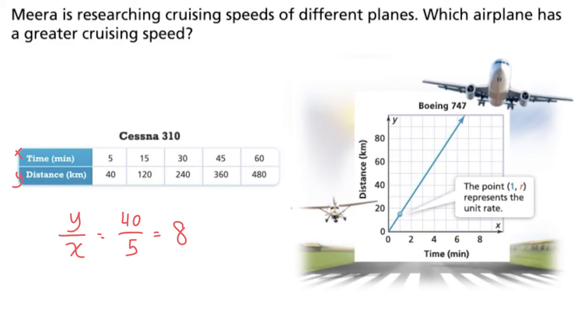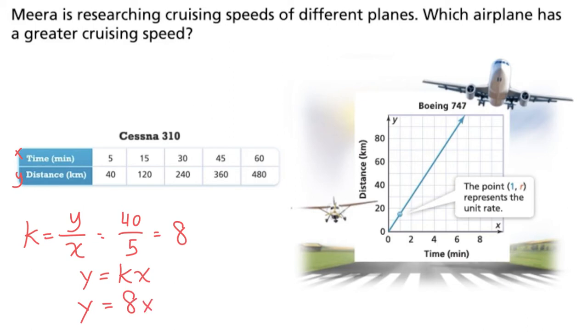Now that I know my unit rate is 8, and I also know that a constant of proportionality is the same thing as a unit rate, I can go ahead and write an equation in the format of y equals kx. Replacing k with 8, I get an equation of y equals 8x.